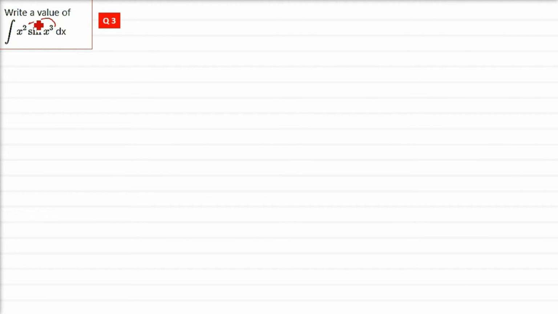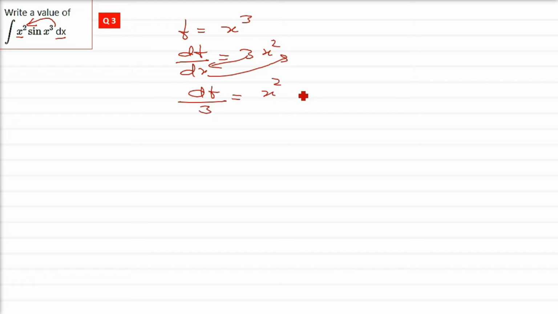Now if you take x cube, the differentiation will give you x square. So we will take this x cube as t and differentiate it, dt by dx. This will give you 3x square. This dx will go to the right and 3 will come into the denominator. So dt by 3 will become x square dx. Now this x square dx we will take together and replace it by dt by 3.